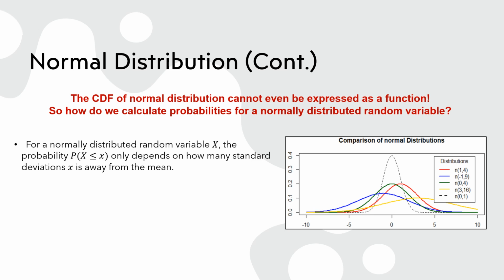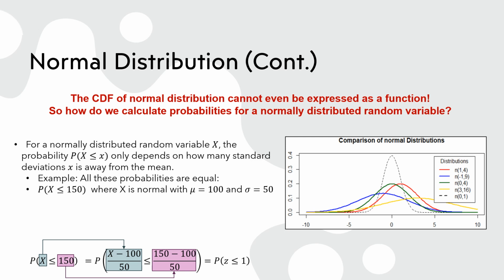As the standardization transforms any normal random variable into a z-score, which represents how many standard deviations the value is away from the mean, the resulting z-score follows a standard normal distribution, with mean 0 and standard deviation 1. As shown here, you can see that for random variable x, following a normal distribution with a mean of 100 and standard deviation of 50, the probability of x being less than 150 is the same as the probability of z being less than 1.